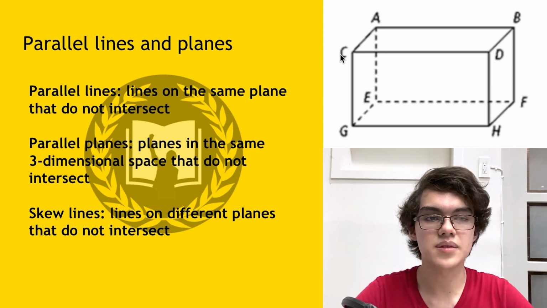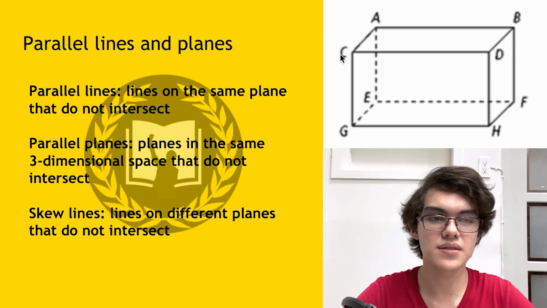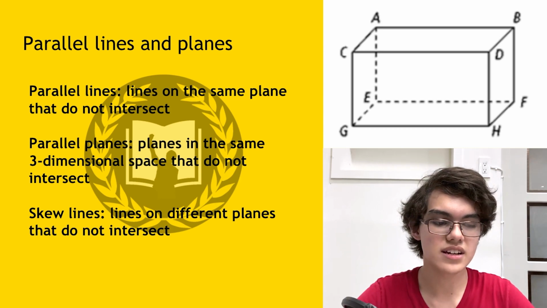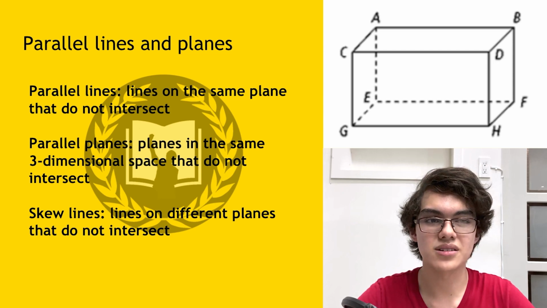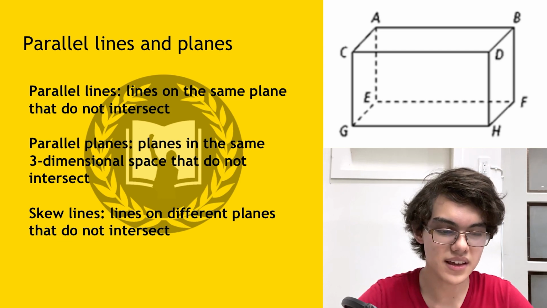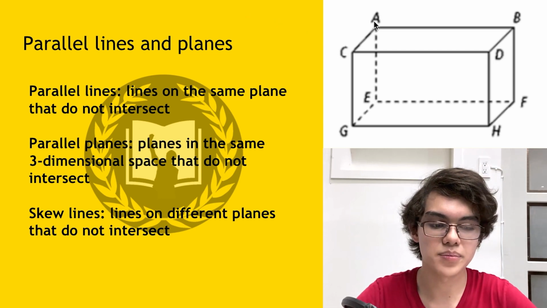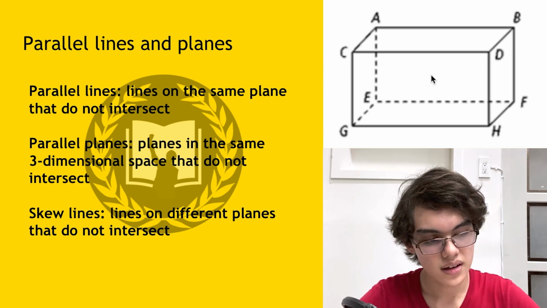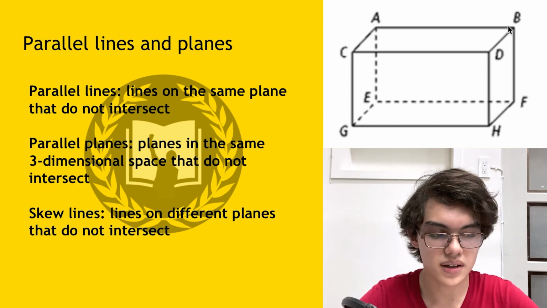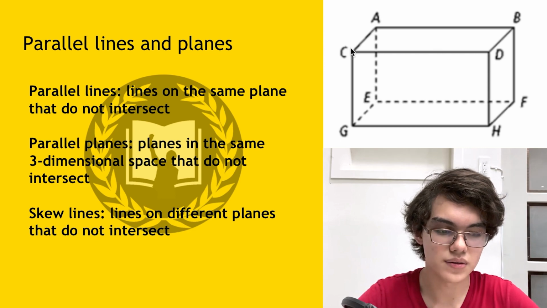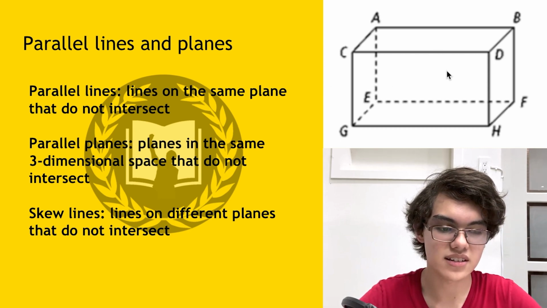And so the same concept applies to parallel planes. If you extend them infinitely, they're never going to intersect at any line. Remember, planes intersect at lines. So they're never going to intersect at any line, and they have to be in the same three-dimensional space. An example of that here, again, in this diagram, you'd see the plane ACGE, and that would be parallel to the plane BDHF. And so if you extend them infinitely, they're never going to intersect at any point.